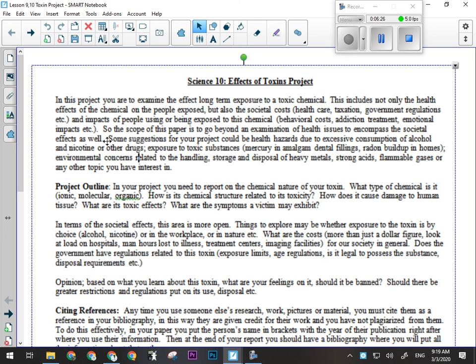Radon buildup in homes could be another one. That's something that people check for periodically. Radon's a gas that can be very harmful. Environmental concerns related to the handling, storage, and disposal of heavy metals, strong acids. So if there's a train derailment and a bunch of chemicals spill out, that could be a big deal. Flammable gases or any other topic that you have interest in. So you get to choose.